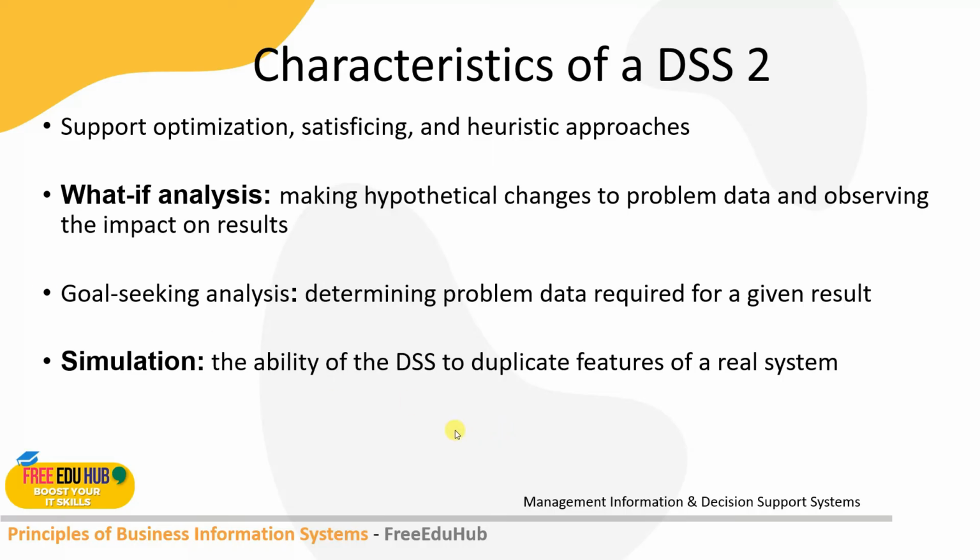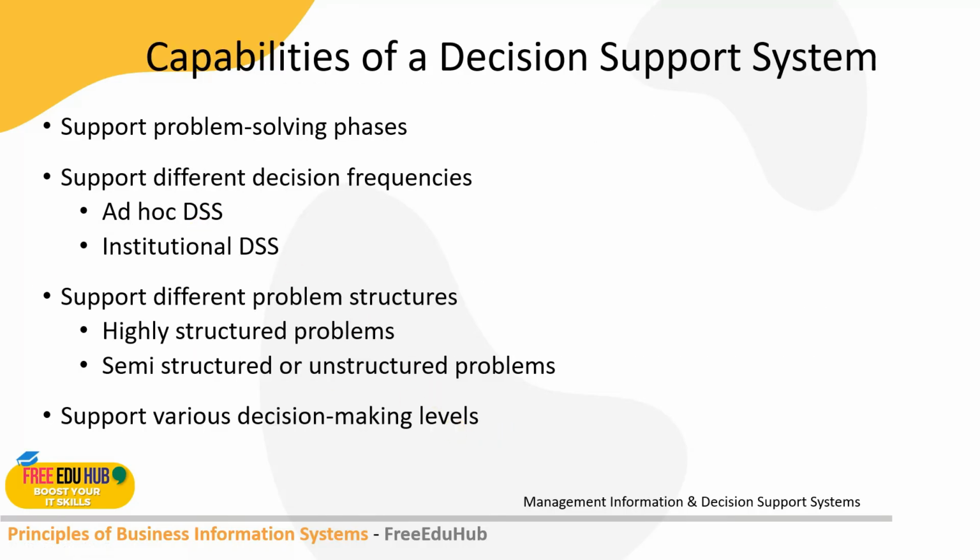Now, the capabilities of a decision support system: it supports problem solving in different phases. It supports different decision frequencies, for example, ad hoc. Ad hoc is concerned with situations or decisions that come up only a few times during the life of the organization. For example, a company might need to change the layout of its open-plan offices.